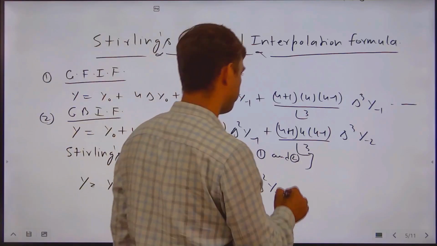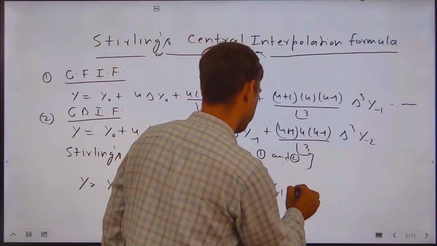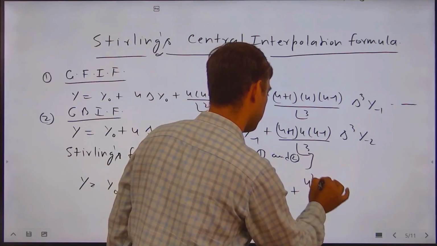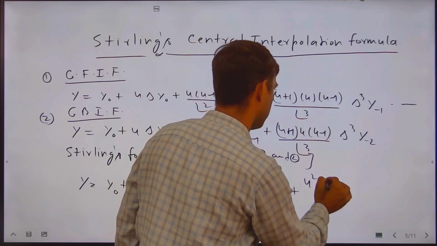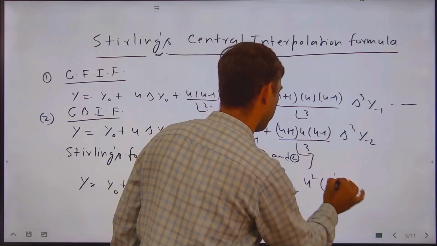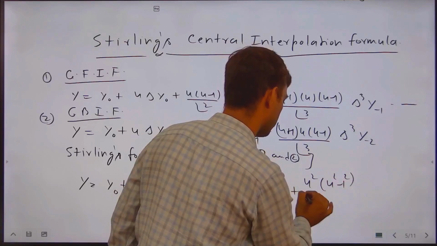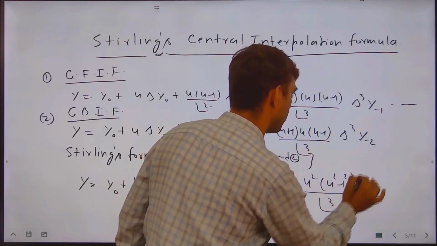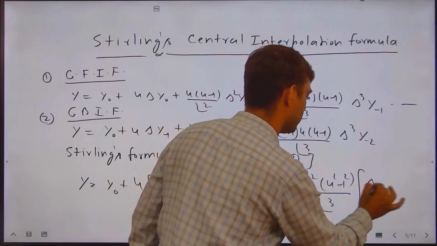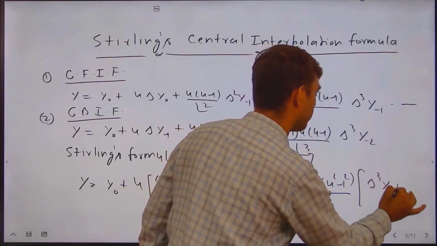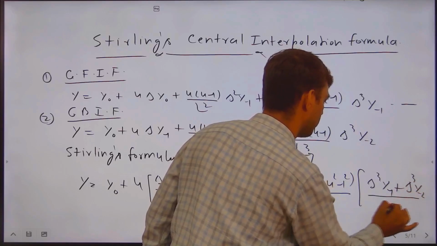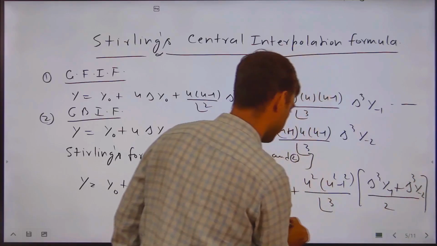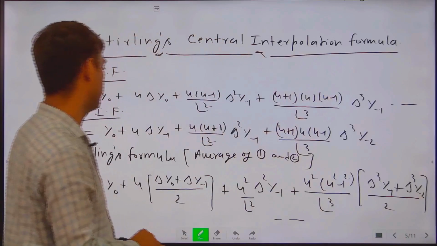Next one is plus u (u square minus 1 square) upon factorial 3 and the average of these two terms, del 3 y minus 1 plus del 3 y minus 2 divided by 2, and so on. This one is the Stirling formula.